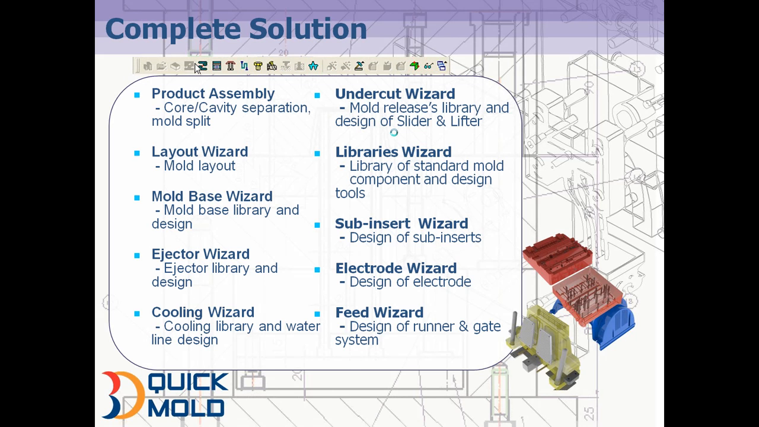3DQuickMold follows industrial practices and uses the same workflow as the mold shop. It also offers complete solutions. Start with product assembly for core and cavity separation, then a layout wizard for placement of the components, where the orientation of the component and the number of cavities can be defined. Then a mold base wizard for standard mold bases like Futaba, LKM, Hasco, or DME standards, an ejector wizard and cooling wizard, some library wizards, an insert wizard for local inserts, an electrode wizard, and a feed wizard.